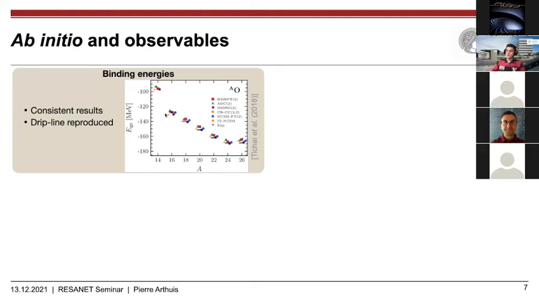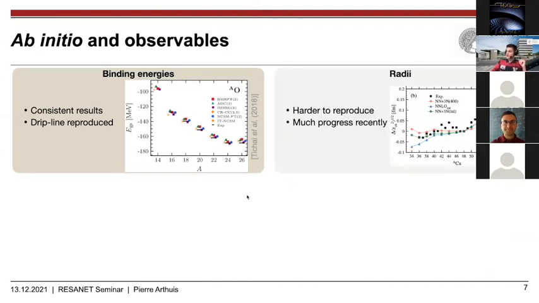And especially what is interesting in that is they're always pretty much on top of these golden stars, which correspond to importance-truncated no-core shell model, that is full diagonalization results, so exact results. A nice feature as well when I'm talking about oxygen is that since we've started incorporating three-body forces in our description, we're nicely able to reproduce the neutron drip line for the oxygens, so that's nice. Then another observable, of course, are radii.